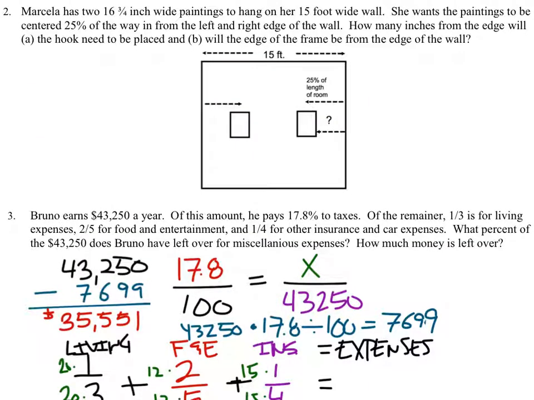Marcella has two 16 3/4 inch wide paintings to hang on her 15-foot wide wall. She wants the painting centered 25% of the way in from the left and right edge of the wall. How many inches from the edge will A, the hook, need to be placed, and B, will the edge of the frame be from the edge of the wall?